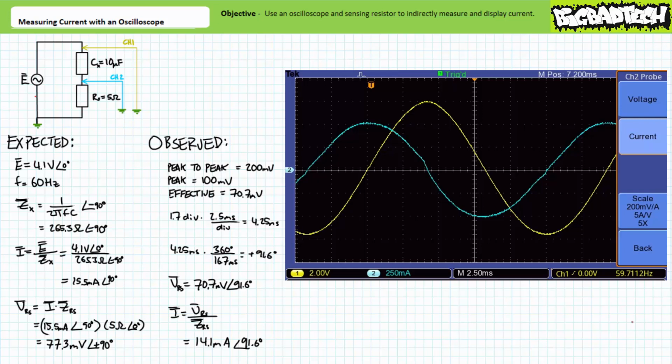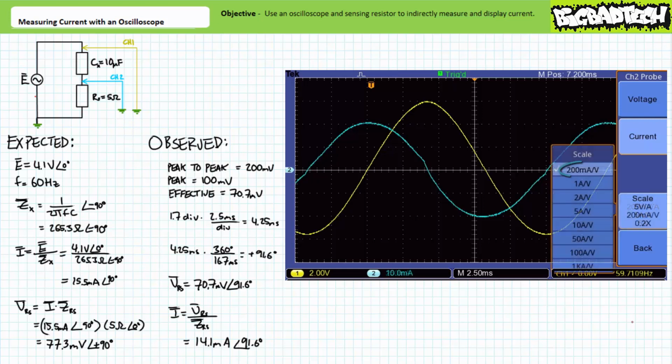If you think about Ohm's law from the perspective of units, you know an ohm is a volt over an amp. Therefore, a 5 ohm sensing resistor is 5 volts over 1 amp. Or if you flip the transfer function on its head, 1 amp over 5 volts or 200 milliamperes per volt. When we select the appropriate scaling factor of 200 milliamperes per volt, we note channel 2 is now more appropriately vertically scaled to 10 milliamperes per division.